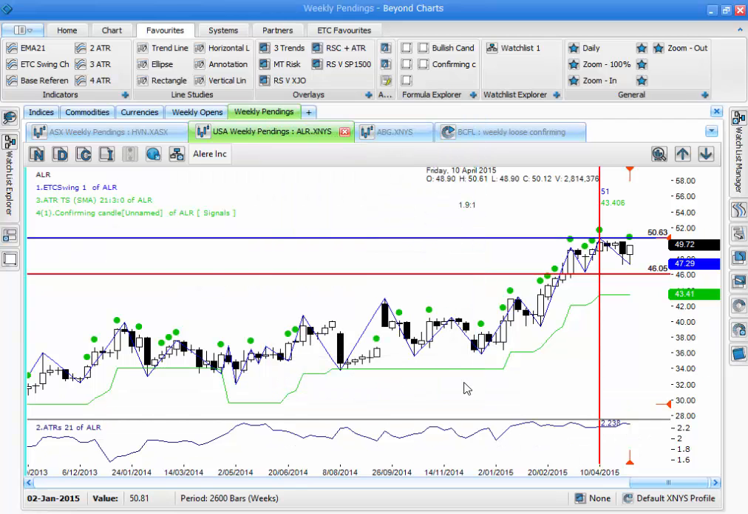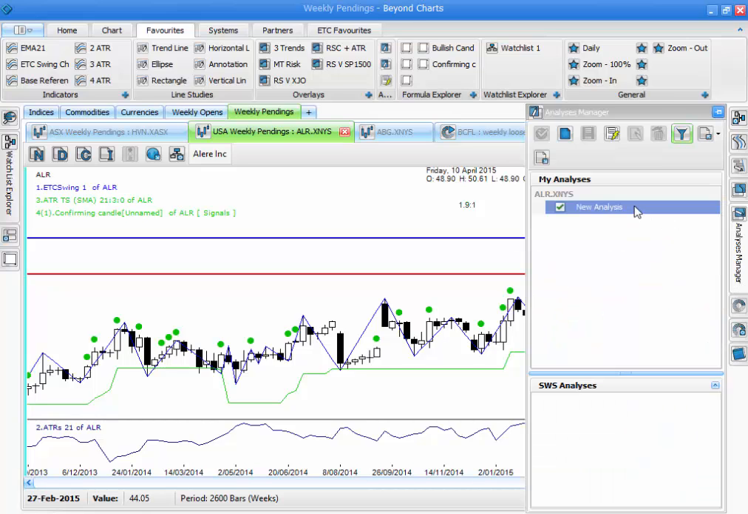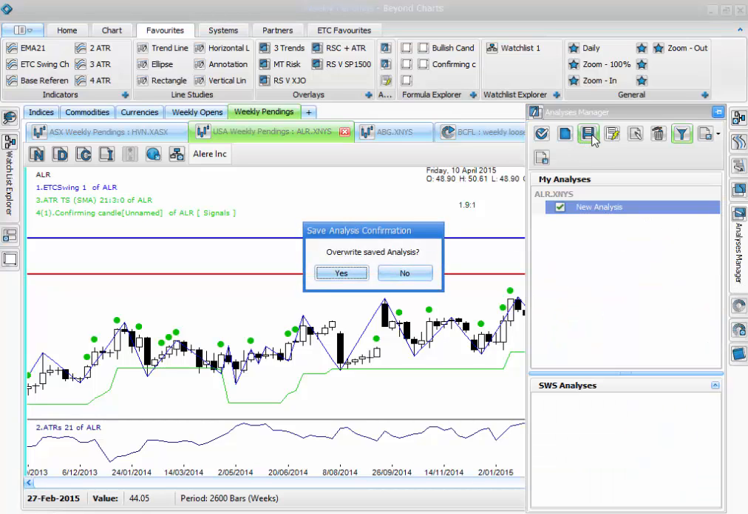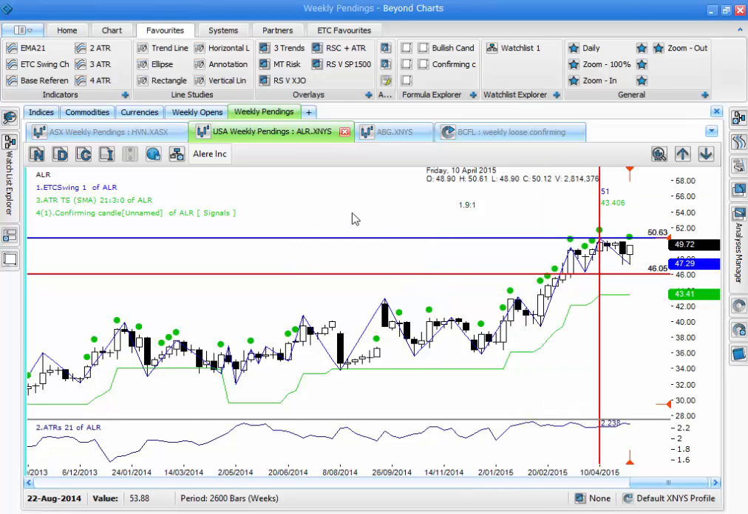50.63 and apply, and that's in there now. I'll go over to my analyses and I'll just save that. There we go, so that's been saved. So trade there just under 2-to-1, and that's on ALR.